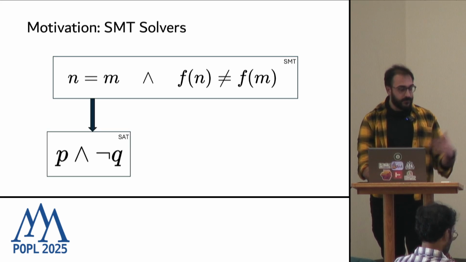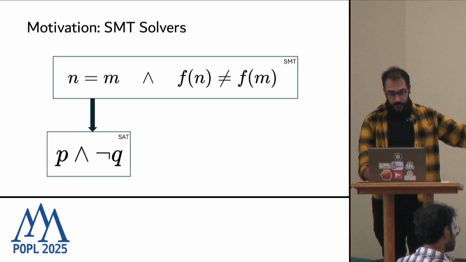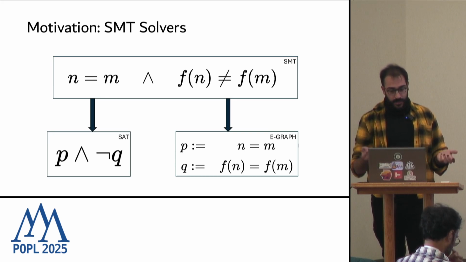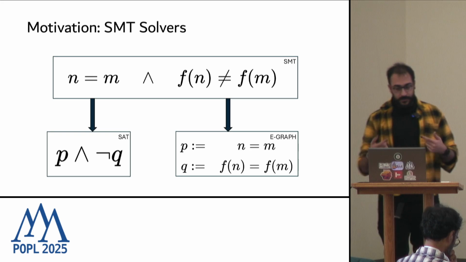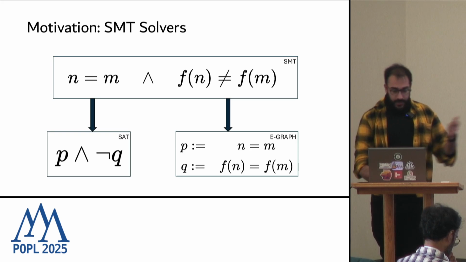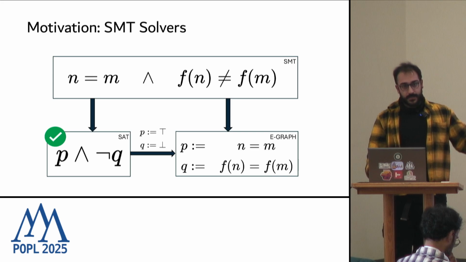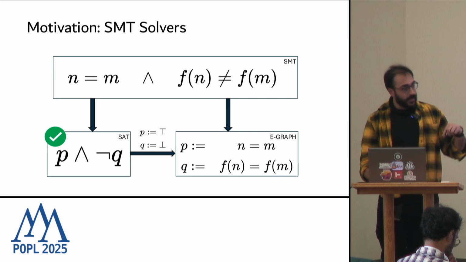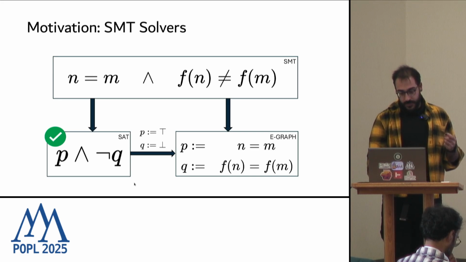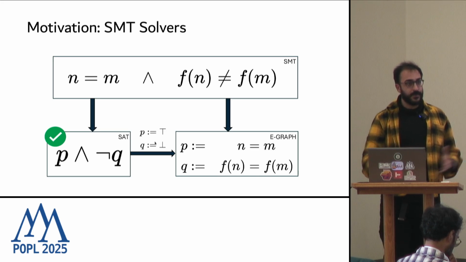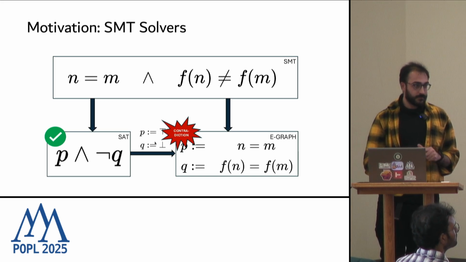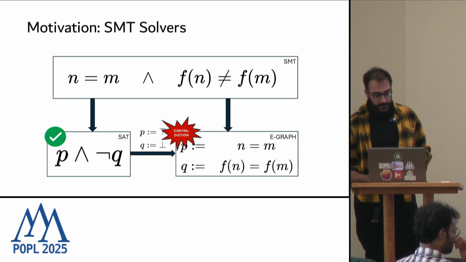The SMT solver converts it to a Boolean formula, p and not q, and it stores the aliasing that p is an equality between n and m, q is an equality between ffn and ffm. It queries the SAT solver for a model. In this case, yes, it's satisfiable. This is the model, and it feeds it into the E-graph. And now the E-graph has to use the knowledge that this equality is false to somehow figure out that there is a contradiction. So it has to be able to reason about disequalities.